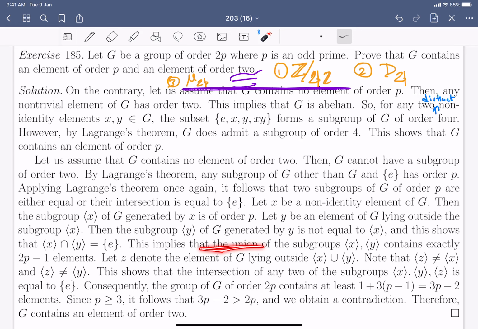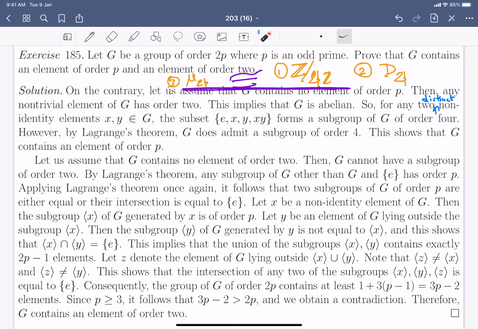Okay, so to compute the size of their union, we just add the sizes of these two, which is P plus P, that is 2P, and then we subtract the size of the intersection, because that is being counted twice when we add the sizes of these two sets. So this union has 2P minus the size of the intersection, which is 1. So the union of these two subgroups has exactly 2P minus 1 elements.